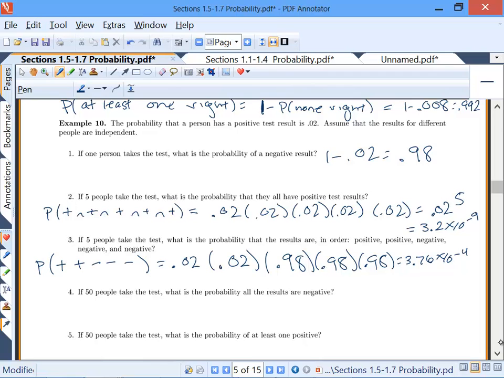Now those are all simple enough to do by hand. But what if I want 50 people to take the test? What is the probability that they are all negative? So the probability of 50 negatives. Okay, how would you do this? 0.98 to the 50th power, because I need 0.98 times 0.98 times 0.98... So 0.364.